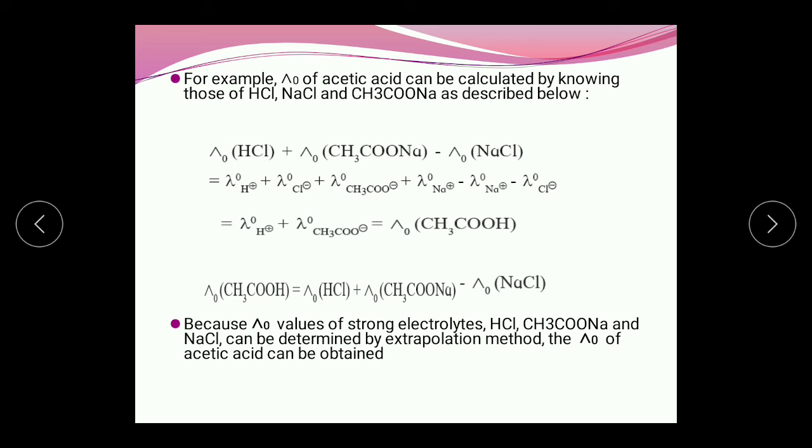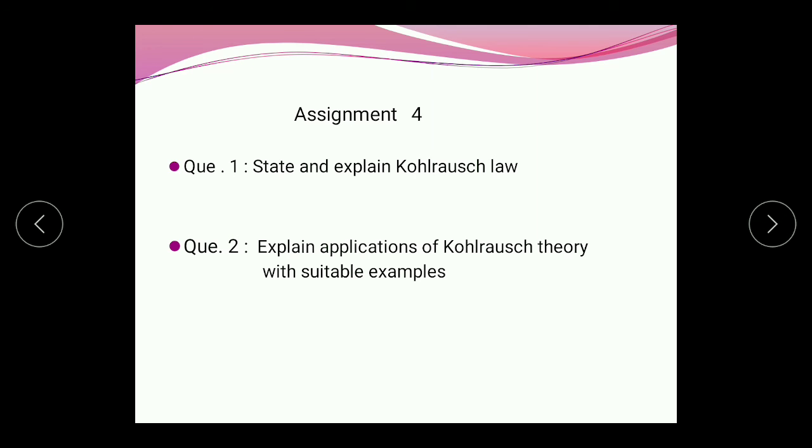Now, time for assignment. This is assignment number 4. First is: state and explain Kohlrausch law. Very important law, very, very important law you can say, because many times it is asked in the board exam for 2 marks. State and explain means you have to take one example and explain it. Second is: explain applications of Kohlrausch law. I just told you the examples. In the explanation of Kohlrausch law, you can give the formula: lambda 0 equals n plus into small lambda 0 plus, plus n minus into small lambda 0 minus. That is the explanation. Understood? So, thank you.